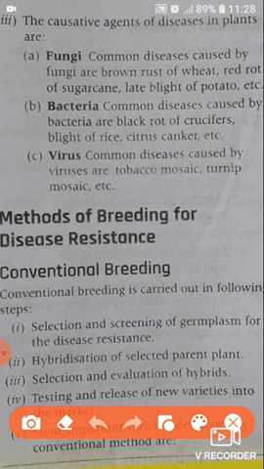After that they do hybridization of the selected plants, means they can make hybrids and prepare those things, right? So we can understand about this one.